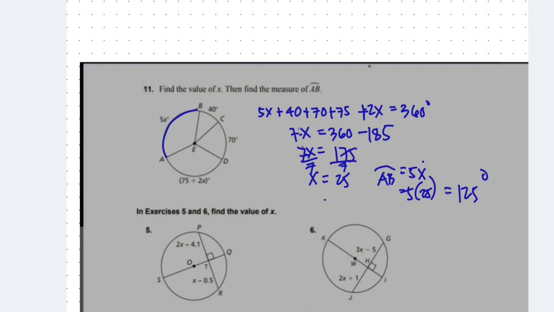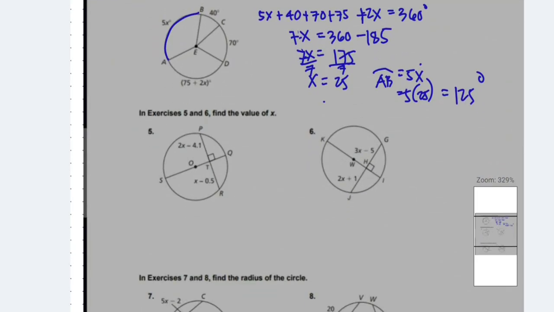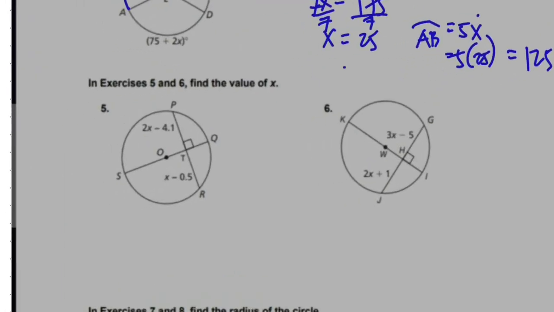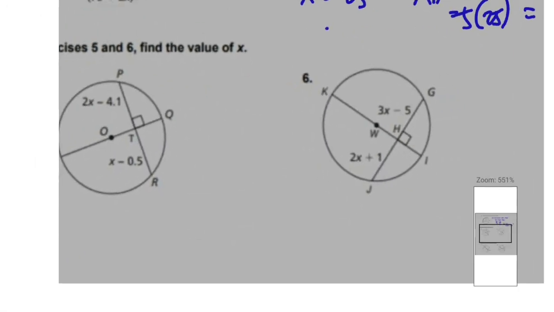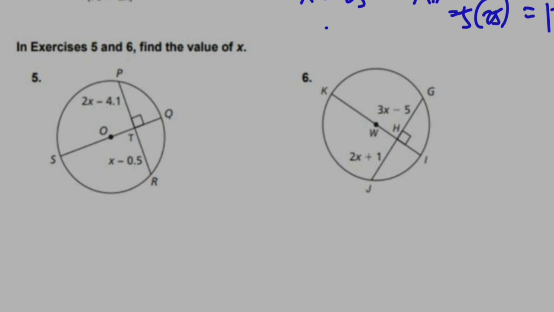Okay. Then for the next one, exercises 5 and 6. Find the value of x. These are chords, so we put them equal to each other. So that is 2x minus 4.1 equals x minus 0.05.